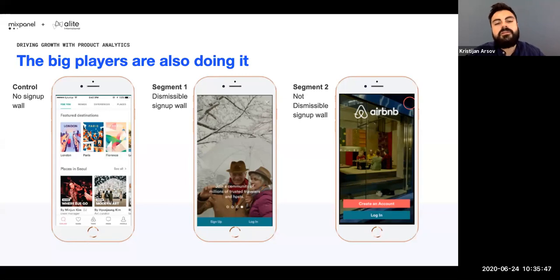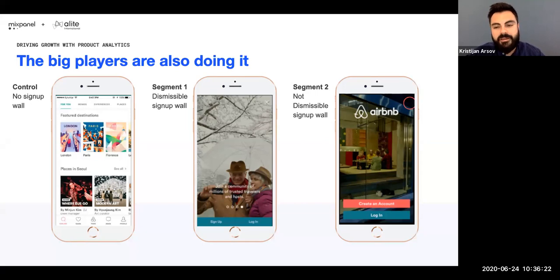In their first segment, they showed a dismissible sign-up wall containing a few sliding screens that presented the value proposition of Airbnb. In their second segment, they showed a non-dismissible sign-up wall with just a photo of some happy people around a table, their logo, and the buttons prompting them to create an account. Now, I think that most of us here, including myself, would say that segment 1 outwon the group because it's following app development best practices, it's delivering the value proposition of the app, etc.